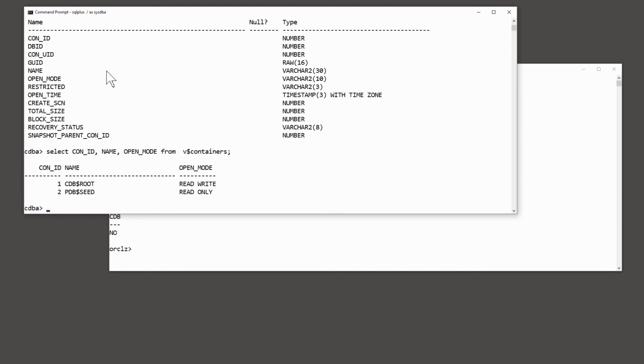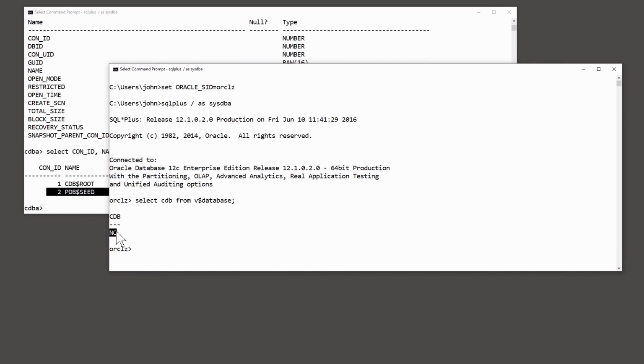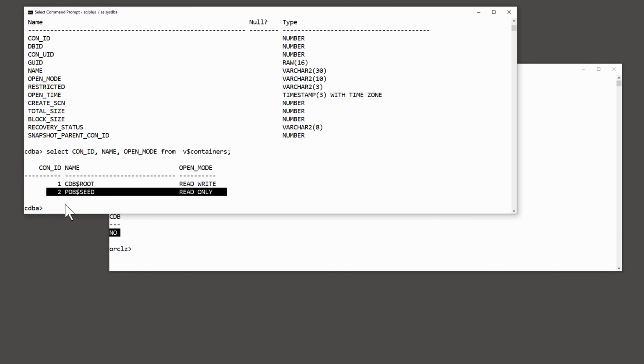And this is just a bare bones CDB. It contains the root container, the control structure, from which we'll do various administration tasks, and the seed container, that little read-only container that's used for creating new pluggable databases. So, I should be good to go to take my non-pluggable database, my non-contained database, and convert it to a pluggable container within CDBA.